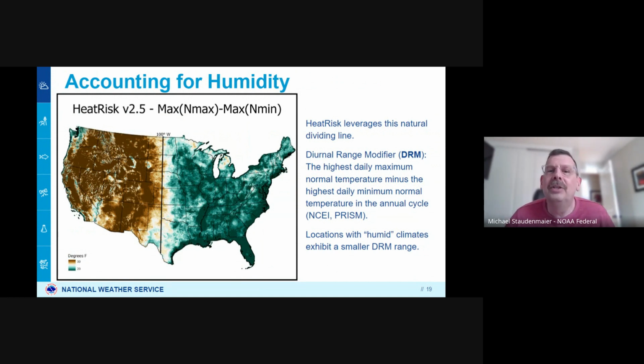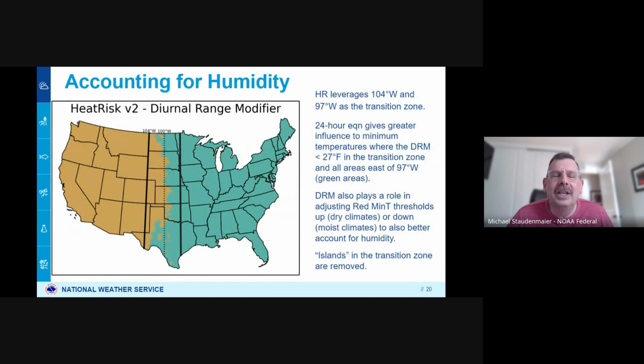And that's just what we do. We split the country up into either a humid east or a more arid west. So let's dive into the humidity accommodation just a little bit more, as I know it's a huge concern for you all out east. The heat risk algorithm leverages a term we call the diurnal range modifier, or the DRM, which is simply the highest daily maximum temperature in the annual curve minus the highest daily minimum temperature in the annual curve at each location.